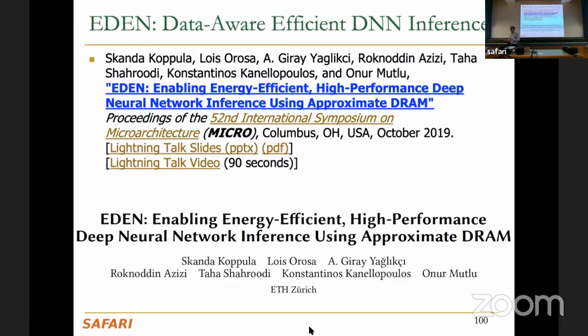But this is an example of using the characteristics of the application data to reduce your latencies. And again, it's another example of reducing your latency, reduce your energy. Right? That's a very common theme, basically.